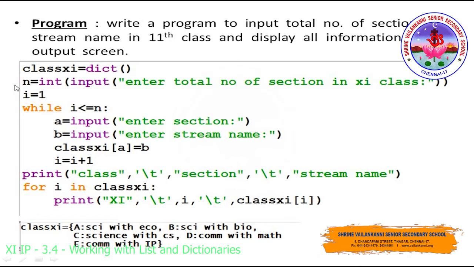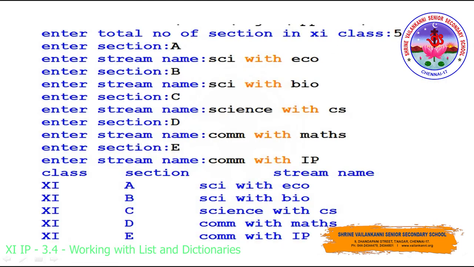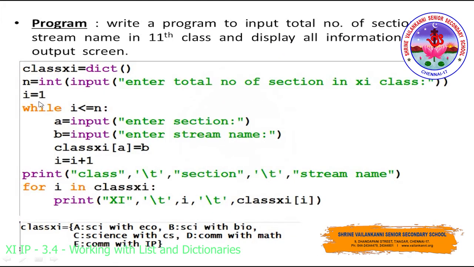For that we have given that, and then i is the control variable which we have initialized to 1, which we are going to use here inside the while loop. So i less than or equal to n. So n value is 5 now, as we have given 5 over here. So i value is 1, 1 less than or equal to 5. Now the condition is true. So what will happen? It will enter into the loop, and inside we are going to retrieve section and stream name from the user. So enter section and enter stream name, both you're going to assign to the respective variables A and B.